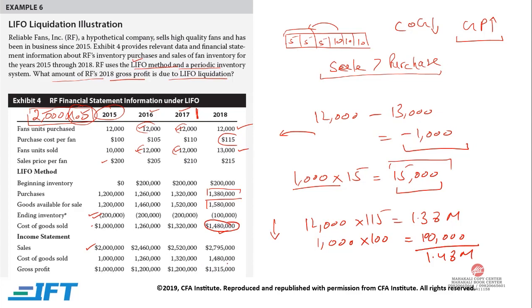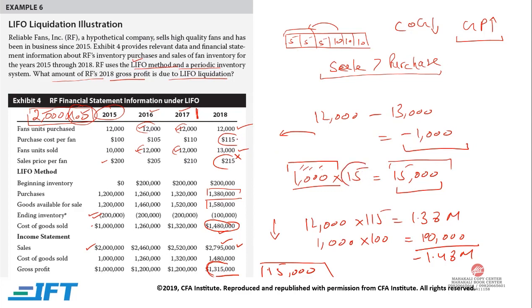And our gross profit would be 1.315 million because our sales equal 2.795 million. So we are selling 13,000 pants for 215. So 13,000 multiplied by 215 equals 2.795 million. Our cost of goods sold is 1.48 million and our gross profit is 1.315 million. Out of this gross profit of 1.315 million, 15,000 is because of LIFO liquidation, and the reason is that the cost of goods sold we are showing for these 1,000 pants is saving us $15,000. Why?